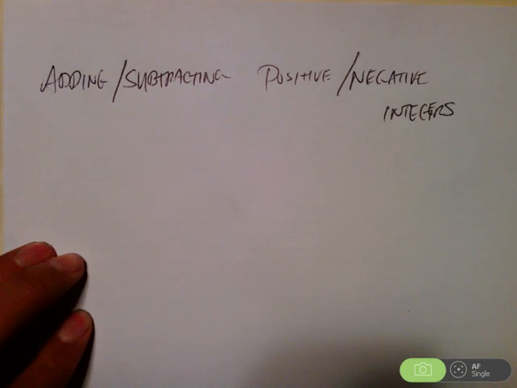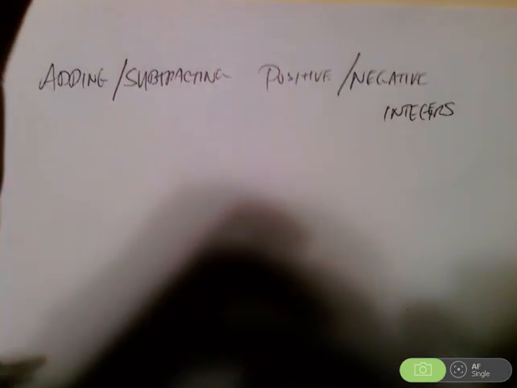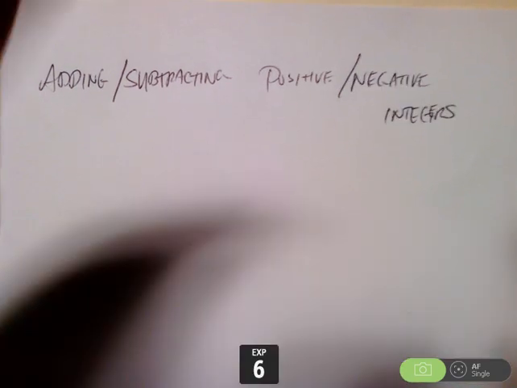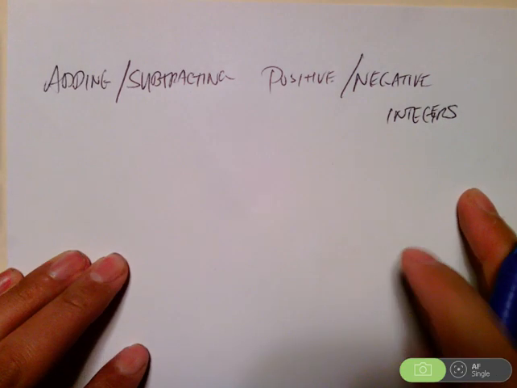Okay, so a few things. We'll talk a little bit about the math. Actually, let me turn this exposure up just a tiny bit. All right, so we got this exposure turned up. So you have adding and subtracting positive, negative integers. So we'll talk a little bit about adding and subtracting first.